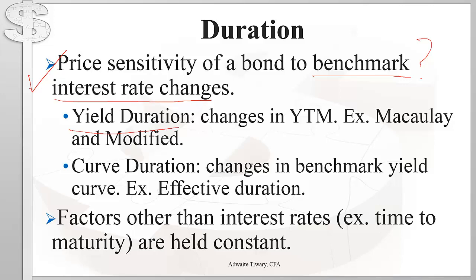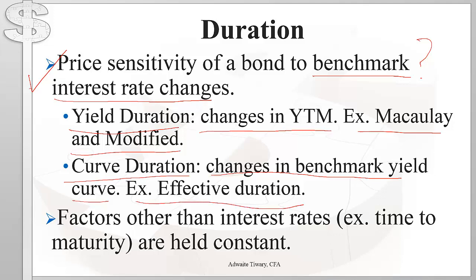There's yield duration, which measures a bond's exposure to changes in its yield to maturity. Examples are the Macaulay and the modified duration. We also have curve duration, which measures a bond's price sensitivity to changes in the benchmark yield curve. An example would be effective duration. It is important to remember that for all duration measures, factors other than interest rates are held constant.